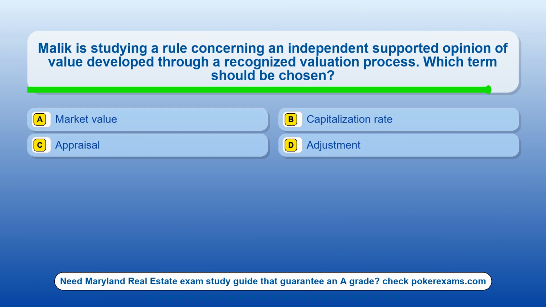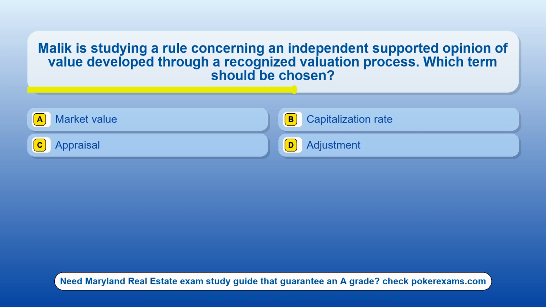Question 3. Malik is studying a rule concerning an independent supported opinion of value developed through a recognized valuation process. Which term should be chosen? Option A, market value. Option B, capitalization rate. Option C, appraisal. Option D, adjustment.